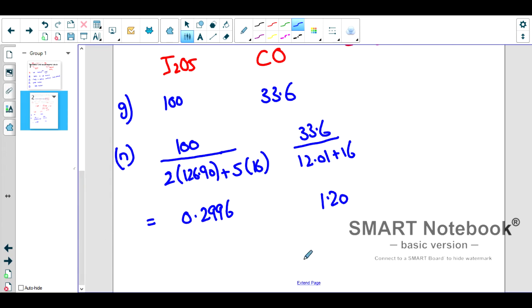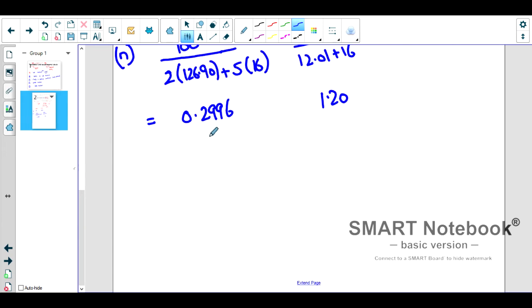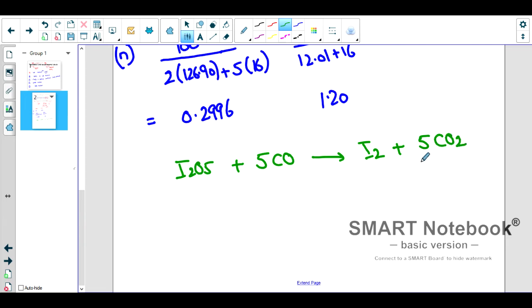It is not true that the thing which is present in lesser amount is your limiting reactant. We need to check it. And to check it, we need the equation. We have the equation which is I2O5 plus 5CO. It will give us I2 plus 5CO2. This is not important for us. This is important because we are told in the question that we want to calculate the yield of carbon dioxide. Okay. Now we need to find the limiting reactant.